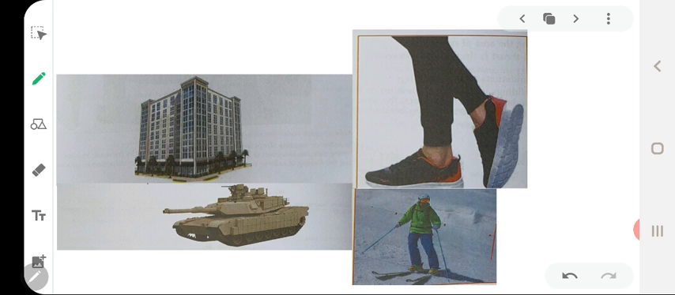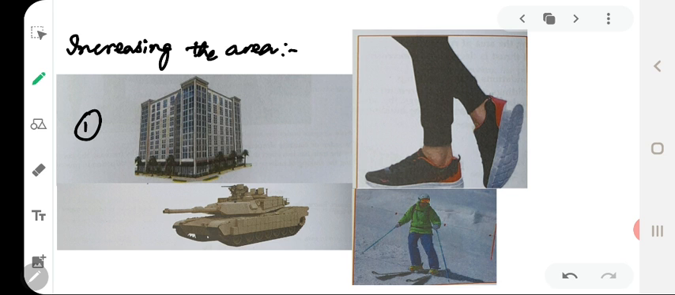Let's come to the next category, where we are increasing the area of contact. The effect of thrust is decreased by increasing the area on which it acts, that is, decreasing the pressure for the same force. In the first picture, you can see wide foundations of tall buildings.